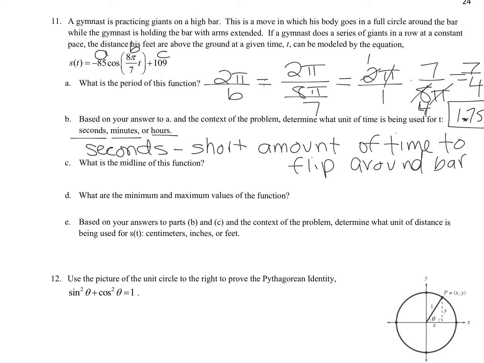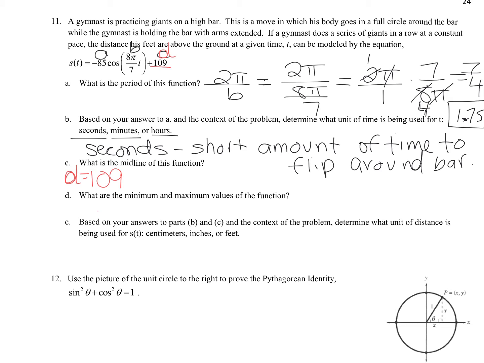What is the midline? So the midline is 109. What are the minimum and maximum values of the function? So the minimum, and actually we should label this D, because the C value would be a phase shift. We don't have one.